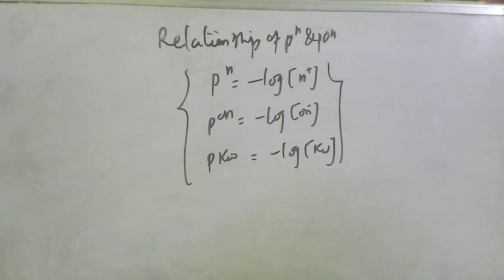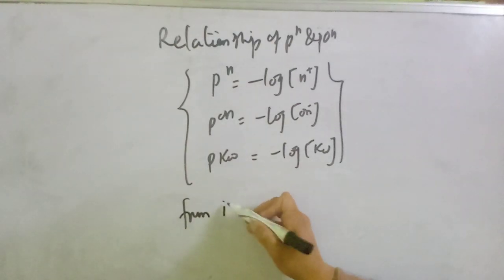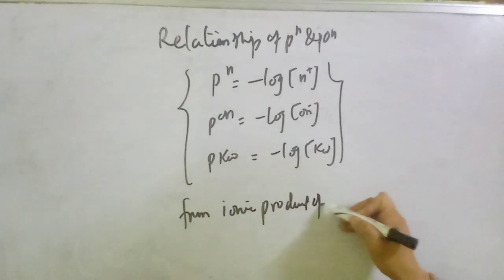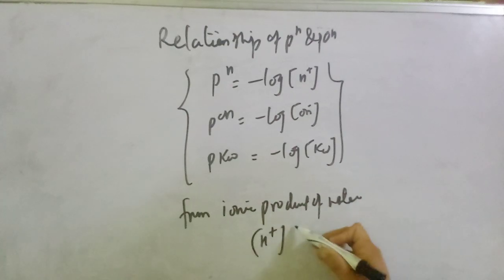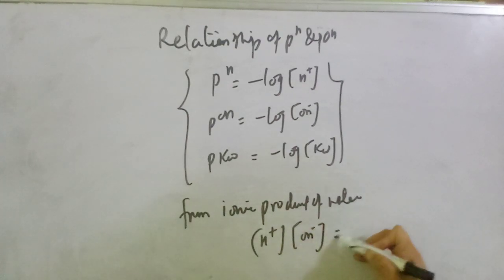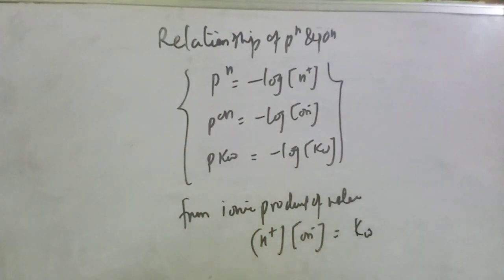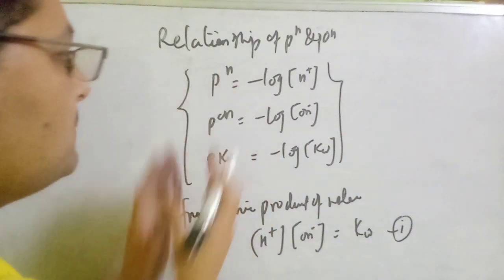So what is the relationship between pH and pOH? We can easily derive it. From the autoionization of water, from the ionic product of water, we can easily write [H+] multiplied by [OH-] equals KW, right? This I have already told in autoionization of water. So this is one of the equations. Now this equation can be used to derive the relationship between pH and pOH.